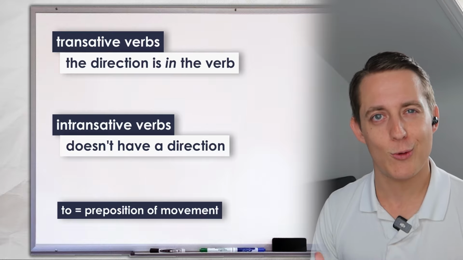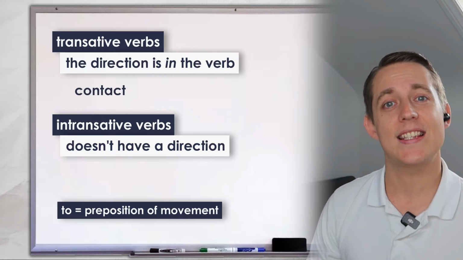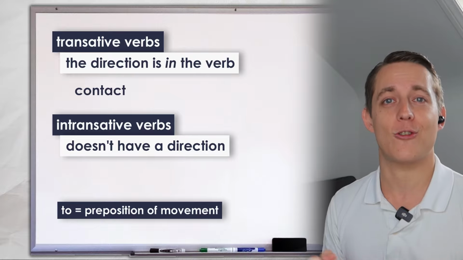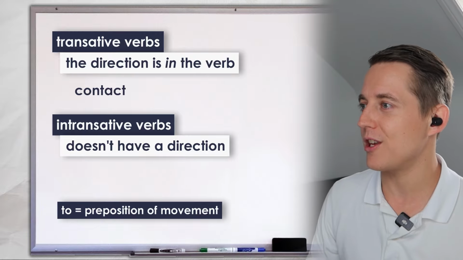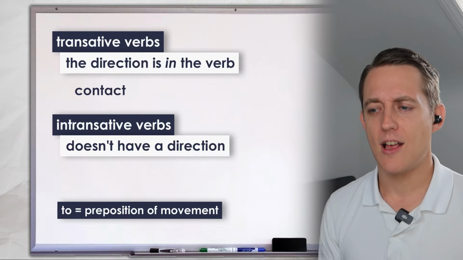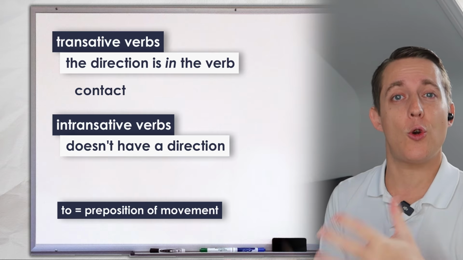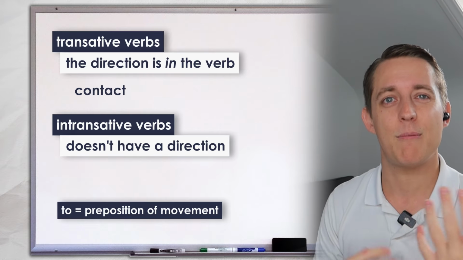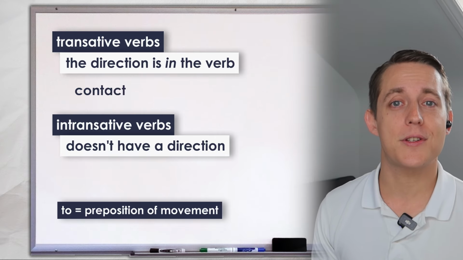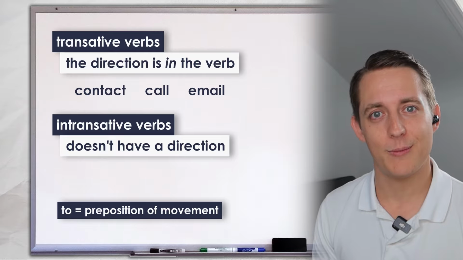So let's look at those words again. Contact is transitive. You have to contact someone. You cannot just contact. What are you doing? Contacting. It doesn't really make much sense. So we don't need to. It's like to is already in the verb. It's implied. We expect it's happening. Contact me. You can also say call me or email me.